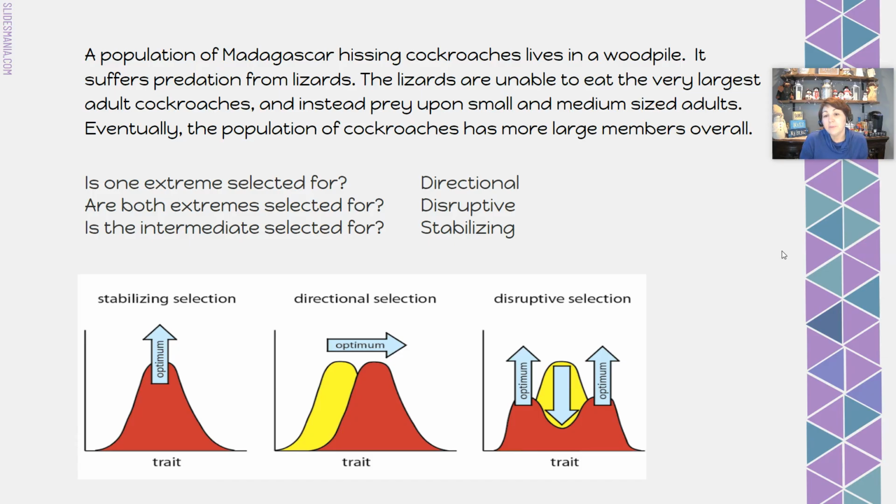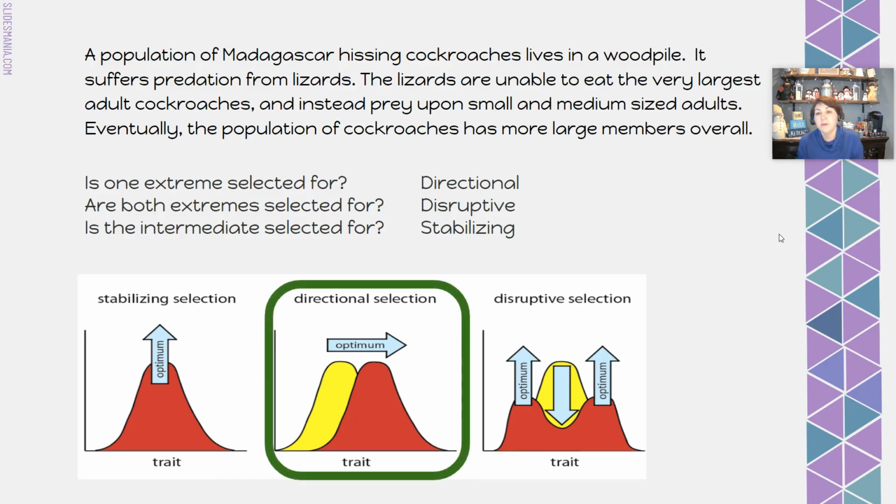Now, for this example, I have a lot of kids that get this wrong. This is actually directional because the larger cockroaches survive. So don't focus on what's being eaten. That's bad. Focus on what survives. What survives is the extreme at one end. So our population will move in that direction towards that extreme. And so this is directional selection.